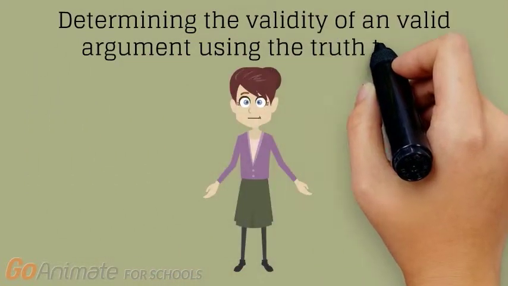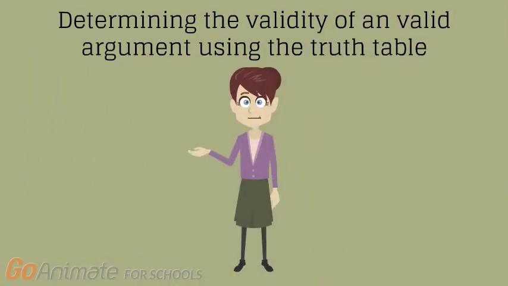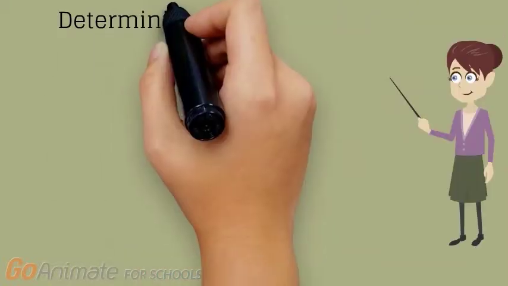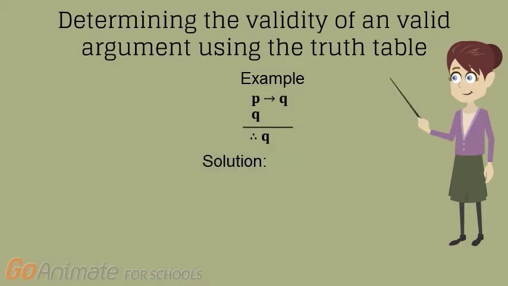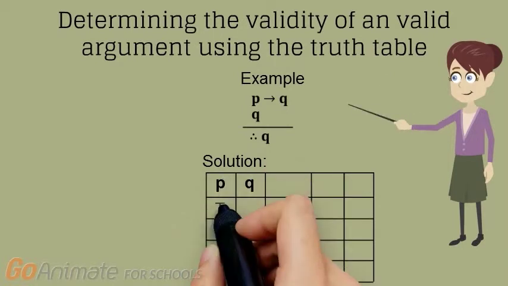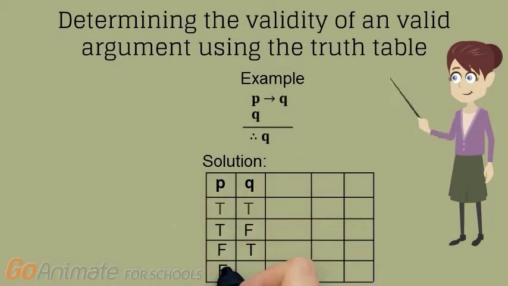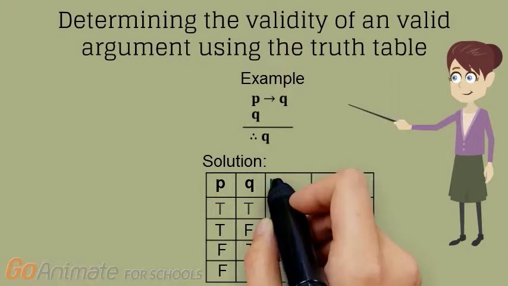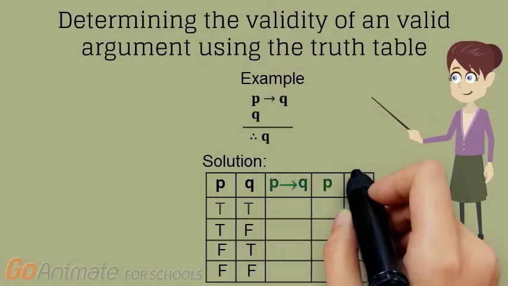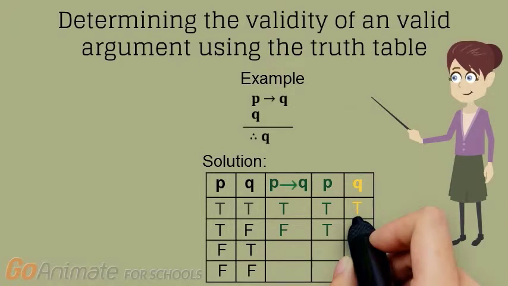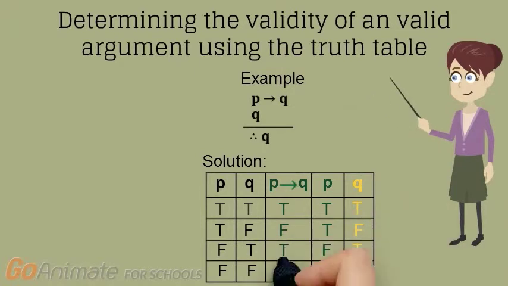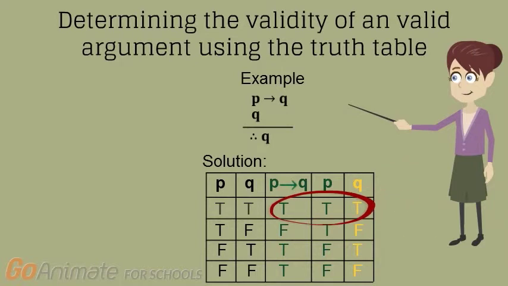Truth tables can be used to determine the validity of an argument. As an example, determine whether this argument is valid. First, let's construct the truth table as follows. From the truth table, we can see that, whenever the hypotheses are true, the conclusion is also true. Therefore, the argument is valid.